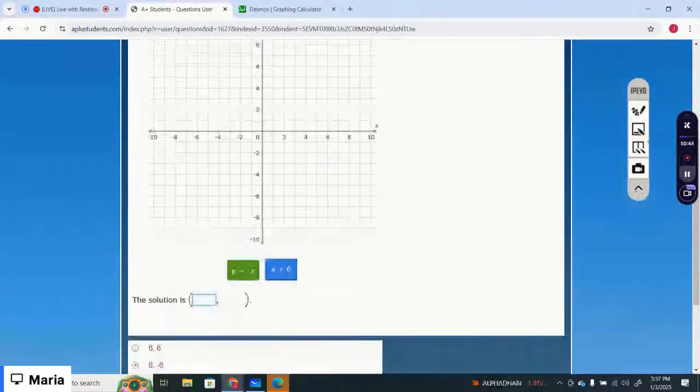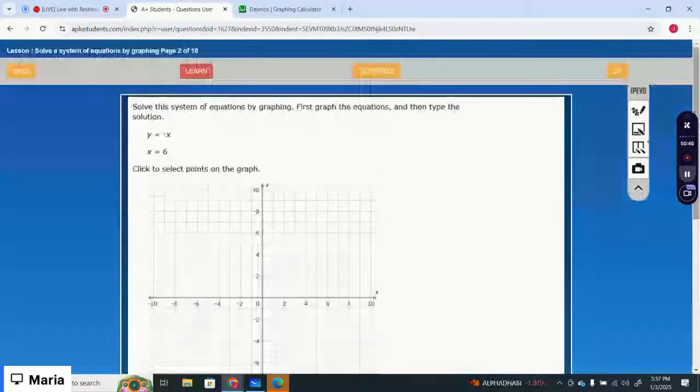You have to find the x-intercept and the y-intercept for both the equations. Then you have to plot them on the graph and find the point of intersection of both the lines, right?